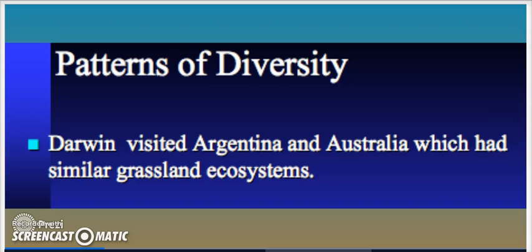But I want you to know that as Darwin went about his job on a daily basis, he really observed a lot about what was going on. As he visited different areas, lots of questions came to mind. He visited the countries of Argentina and Australia. They both had very similar grassland ecosystems. Those ecosystems were very similar as well to the ecosystems that he had back home in England.